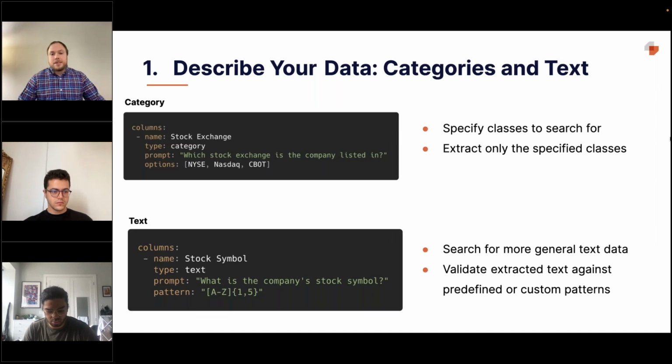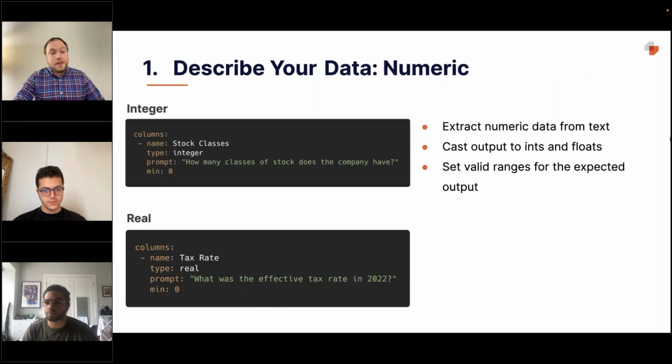As of now, we have largely 4 broad data types that you can work with. The first is categorical, where you can ask a question and specify specific answers that you're looking for. Second would be a more general text feature, where you have a question like what's the stock symbol, and you know a pattern that you can validate against, a regex pattern that you can validate against, and we will screen the responses based on that.